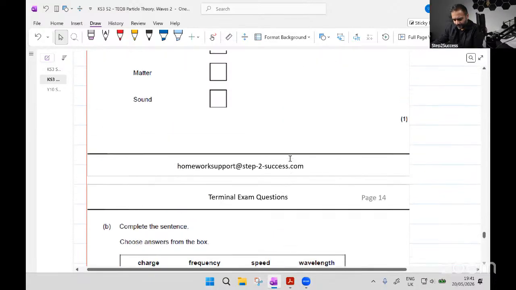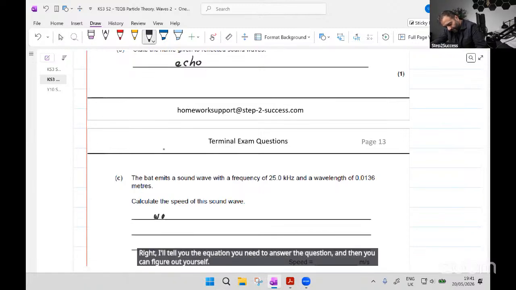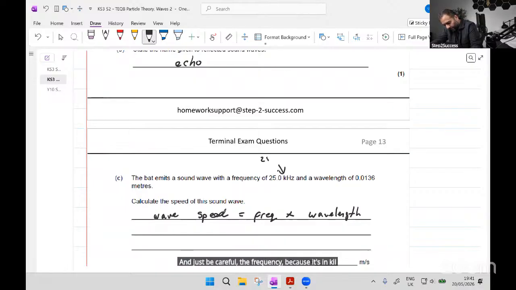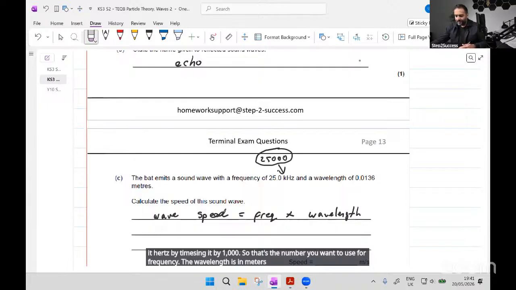6C booklet 2. Again, I think I've finally answered this. Oh no, I haven't. Right, I'll tell you the equation you need to answer the question, and then you can figure it out yourself. Wave speed equals frequency multiplied by wavelength. That's what you need. And just be careful, the frequency, because it's in kilohertz, you have to make it hertz by multiplying it by 1,000. So that's the number you want to use for frequency. The wavelength is in meters, so that's fine. So now you should know what to do.